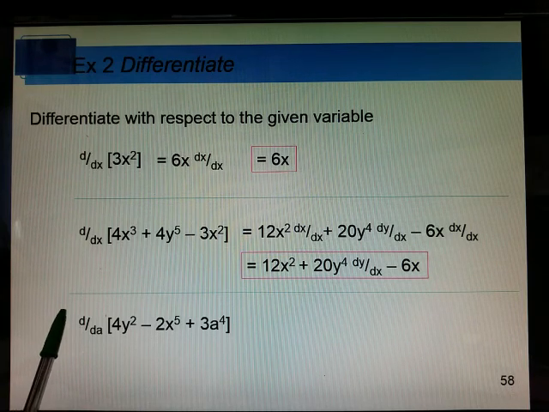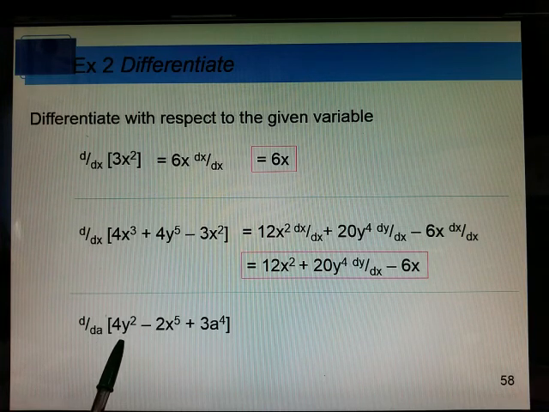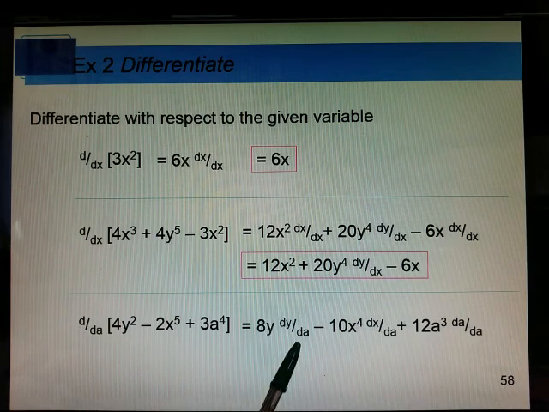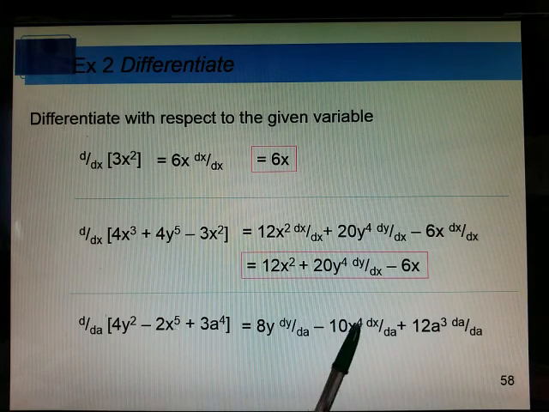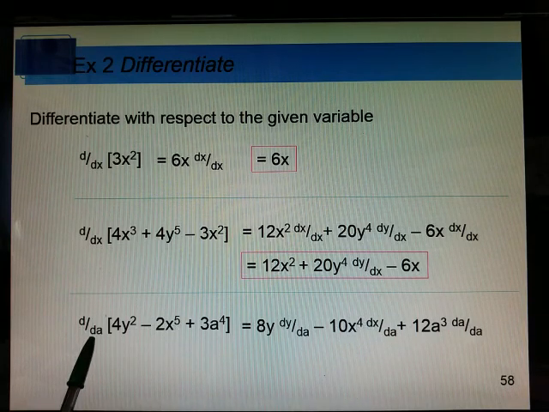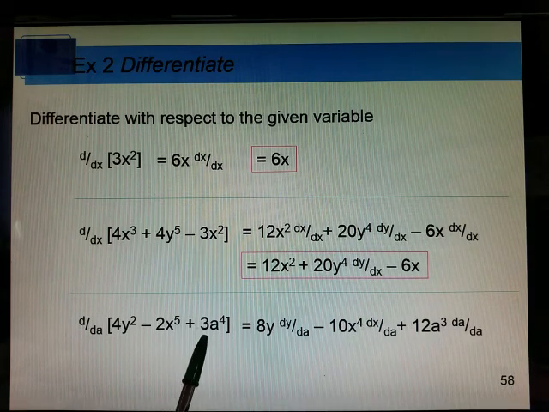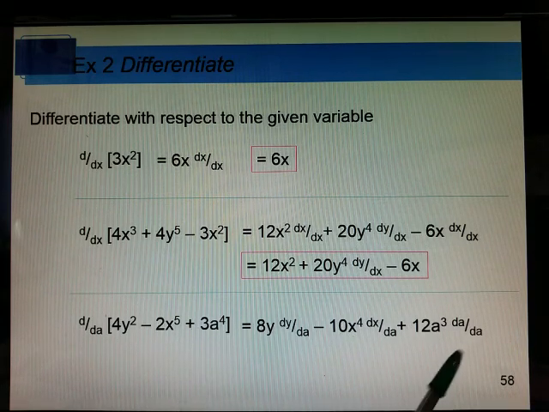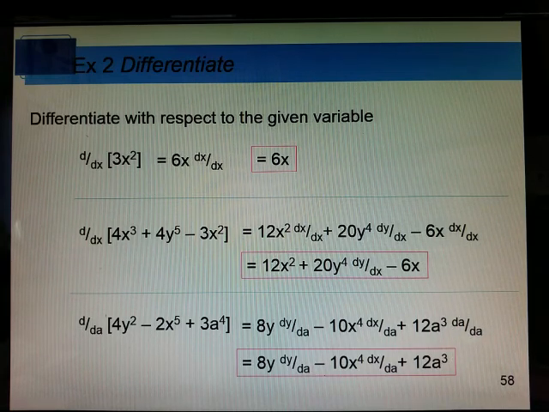Notice this time my derivative is with respect to a. So that derivative is 8y, the derivative of y with respect to a, dy dA. This derivative, negative 10x to the fourth, dx dA, derivative with respect to a, but the variable was x. The derivative here, 12a to the third, dA dA. That's the only one that goes away. Everything else stays the same.